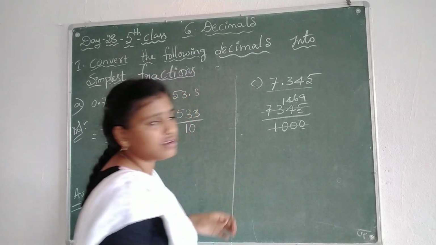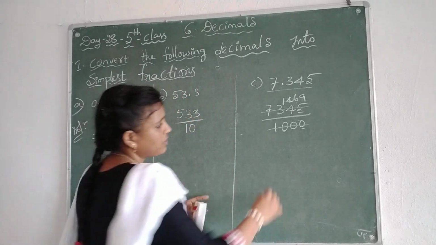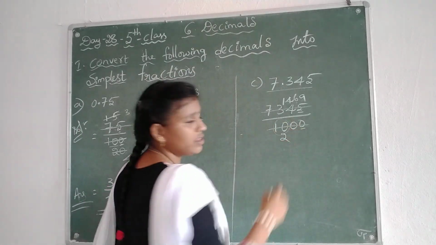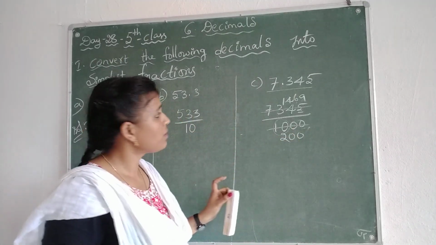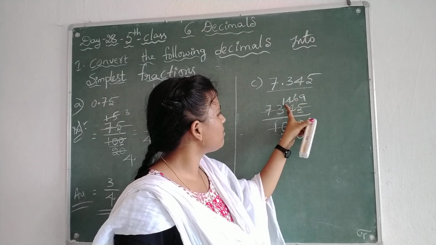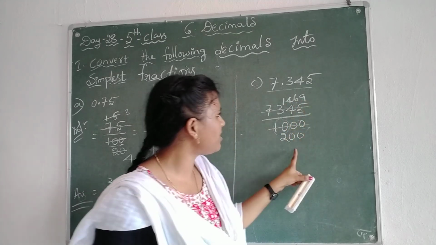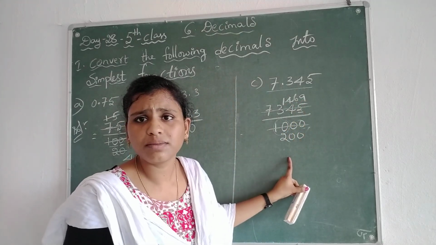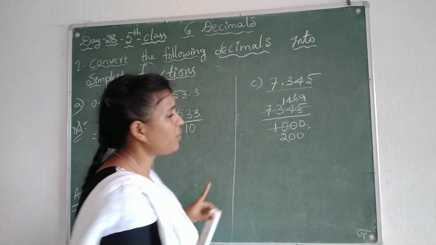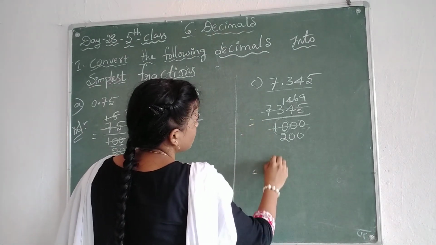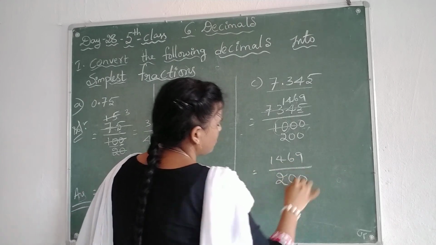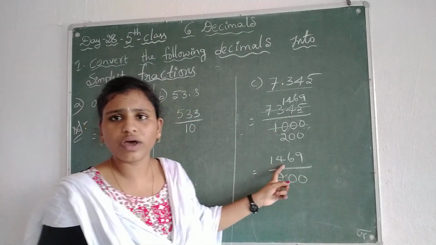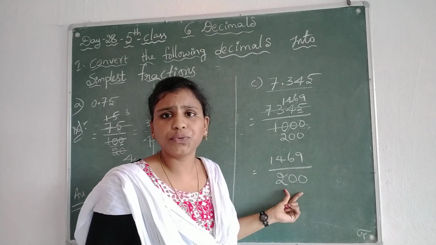Okay. Let's see. 1000 is cancelled how many times in the 5 table? This time it is cancelled in the 2 table. And we have 2 zeros, so 200 times. Okay. See here, are 1469 and 200 cancelled in any common table? No. So write that. See here, 1469 by 200.